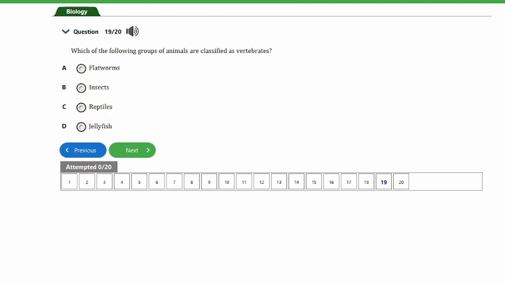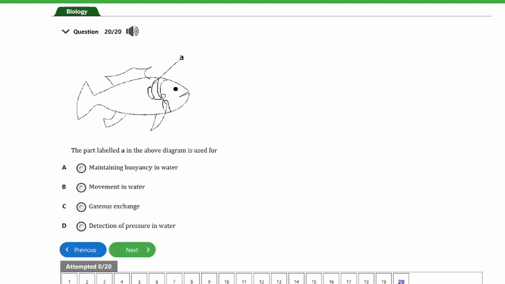So let's look at the next question here. That's question number 19. It says, which of the following groups of animals are classified as vertebrates? A. Flatworms, B. Insects, C. Reptiles, D. Jellyfish. So guys, the answer to this question is option C, and that's reptiles. The only animals here classified as vertebrates are reptiles. So the other animals here, including the tapeworm, the insects, and the jellyfish, are invertebrates, guys. So let's take note of that. Let's look at the next and the last question.